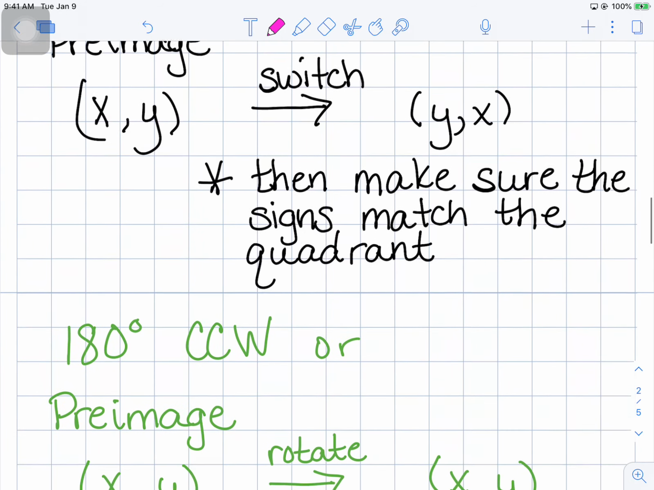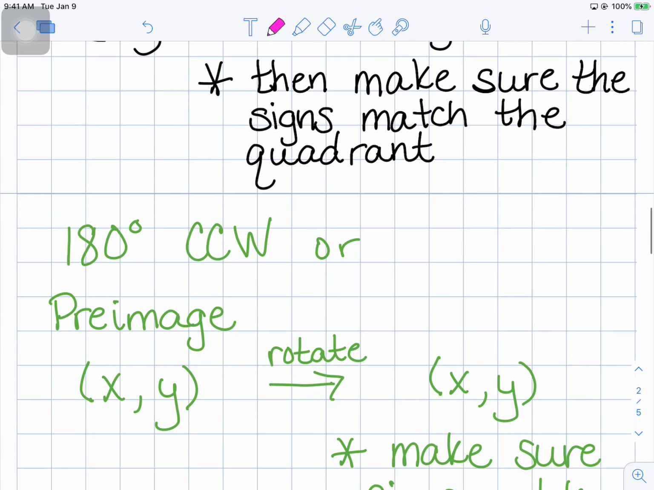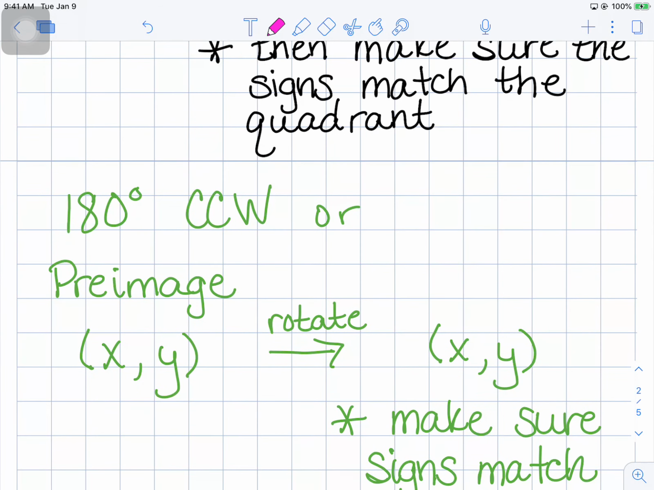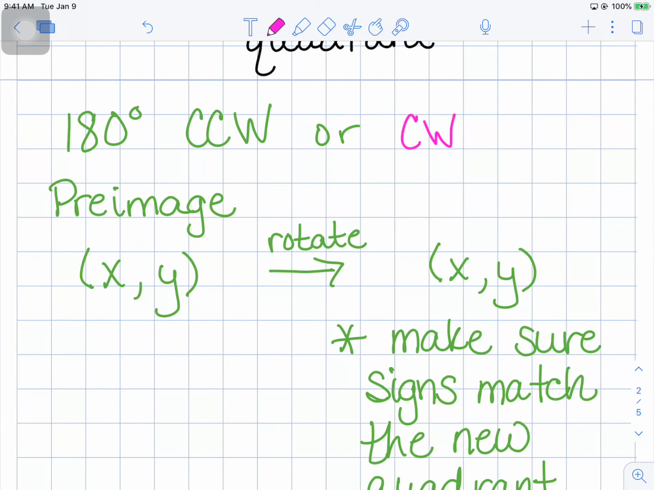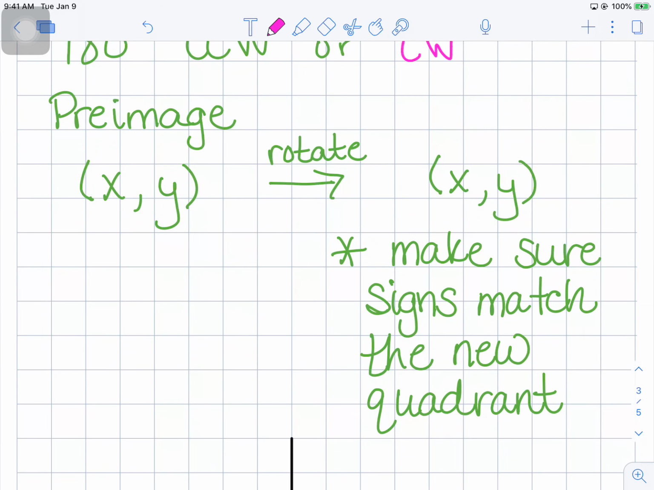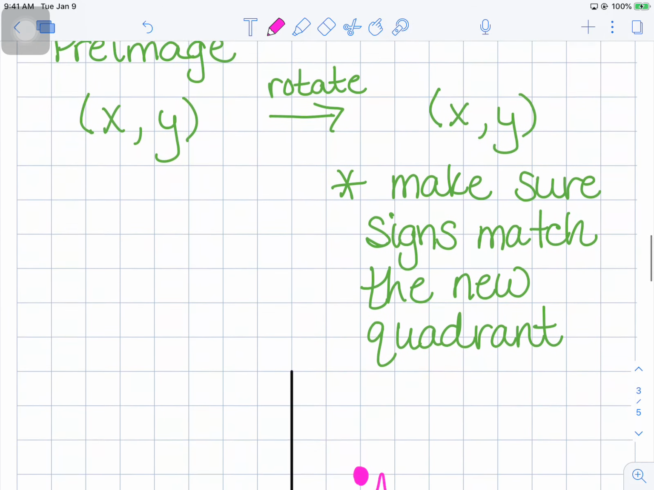The rule for 180 is if you're going 180 degrees, whether it's counterclockwise or clockwise, doesn't matter, you look at the original pre-image coordinates X and Y. Then they are going to stay X and Y, but you make sure that the signs for the numbers match the new quadrant. So let's do an example.